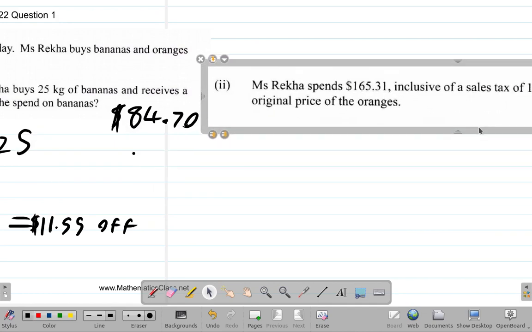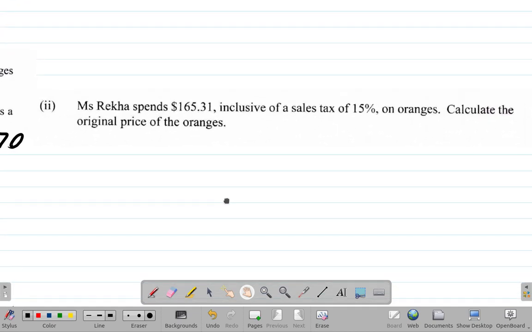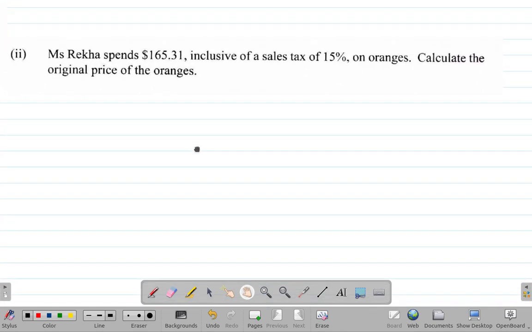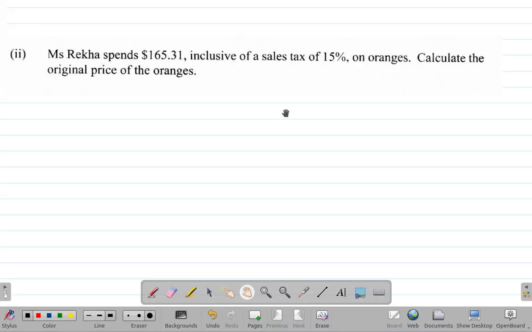So here now, she spends $165.31, including 15% tax on oranges. Must calculate the original price of the oranges. Let me just check on something here. Okay, good.